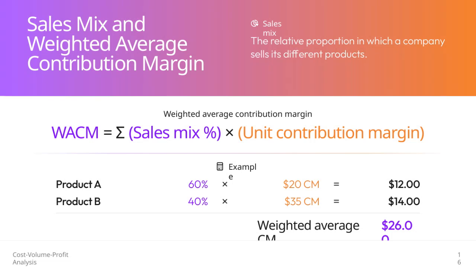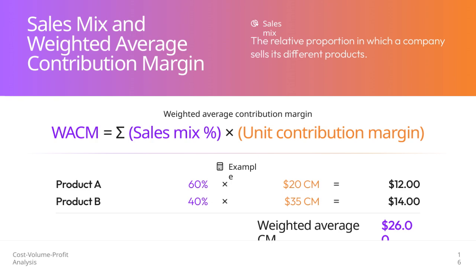Here, we're looking at the concept of sales mix and how it relates to the weighted average contribution margin, which is a key part of cost volume profit analysis. Sales mix refers to the relative proportion in which a company sells its different products. Understanding this mix helps us determine a combined measure of profitability across all products.